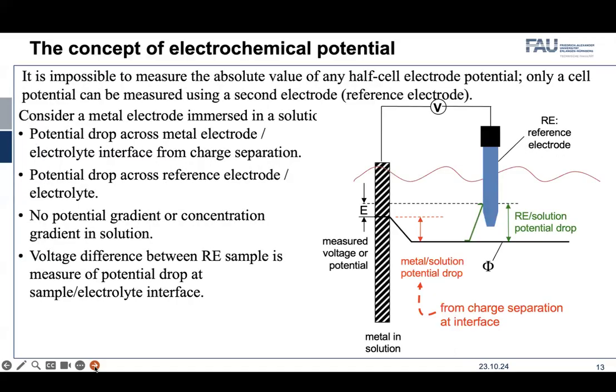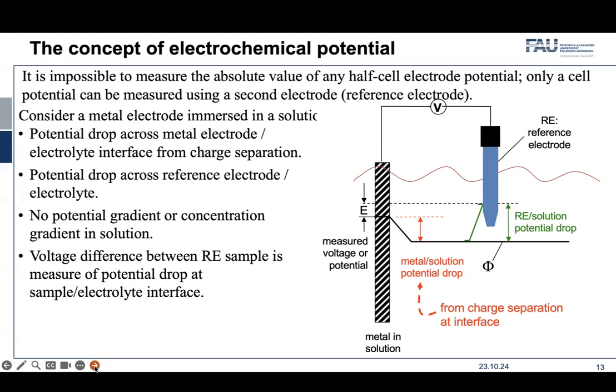So it is impossible to measure the absolute value of electrochemical potential. We can measure it only with the help of reference electrodes. If you have a metal electrode immersed in the solution, as I said, there is a metal-solution potential drop, but you also have a reference electrode, and it also has its own potential drop. So what we measure is the difference between the potential of the reference electrode and the metal surface. The voltage difference is the measure of the potential drop at the sample electrode-electrolyte interface.